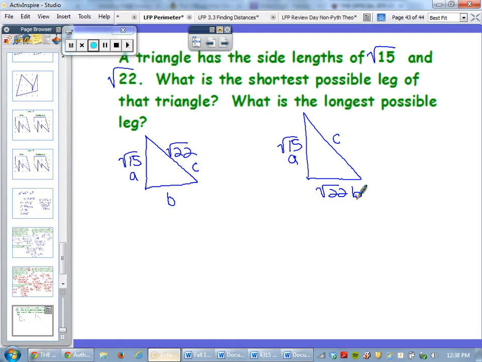This is no different than the video that I did on deriving the Pythagorean Theorem, and I showed you the two application problems, the two practice problems. One had you find C, one had you find A or B.